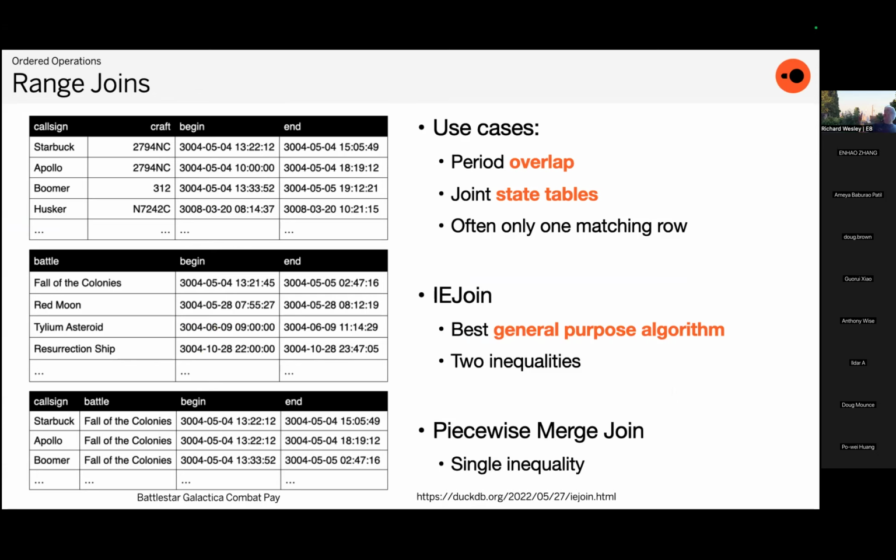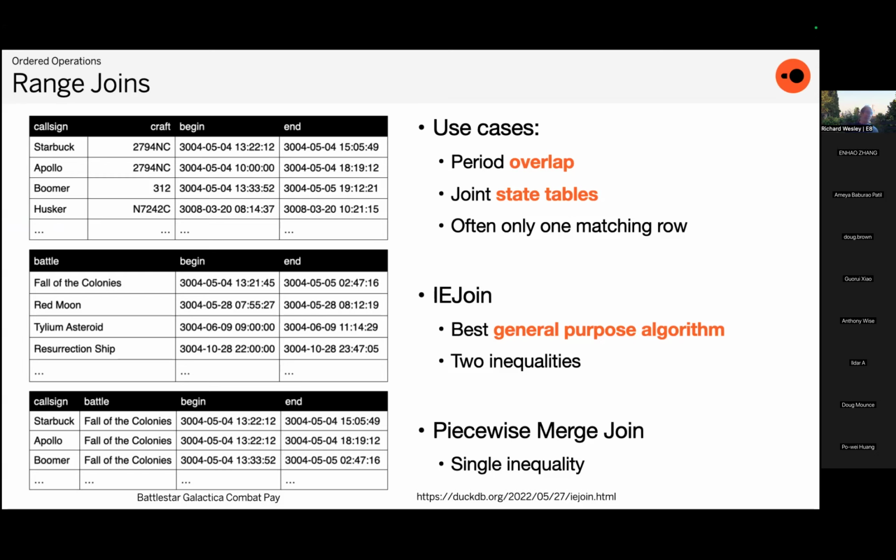And the example here is something I made up when I was heavily into Battlestar Galactica. You've got when people are flying and when battles happen, and these are not the same thing. And then you want to give them combat pay. Yeah, right. Like they had that in the colonies. But you then want to intersect these ranges and produce what's called a joint state table. And the joint state is for, say, Starbuck, followed the colonies, was fighting in this range here.